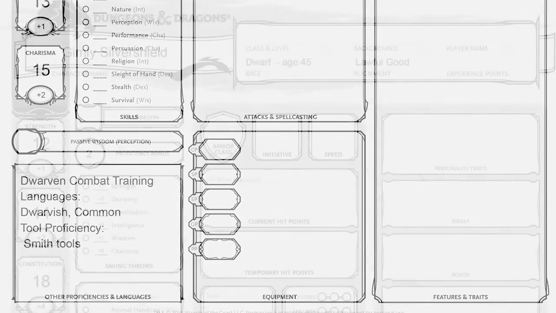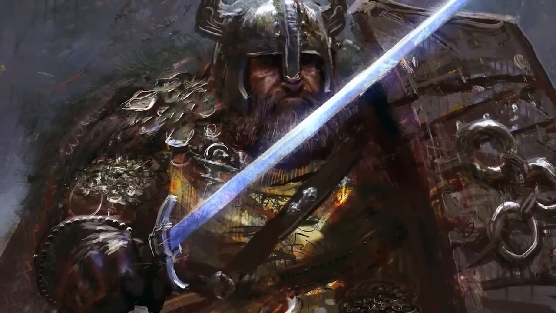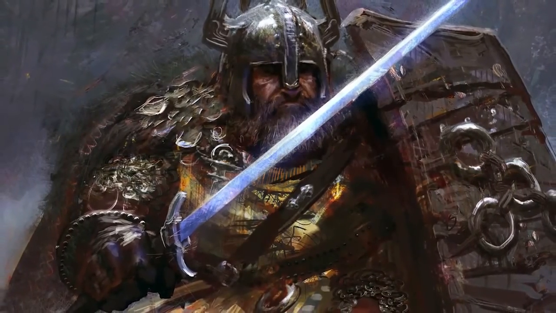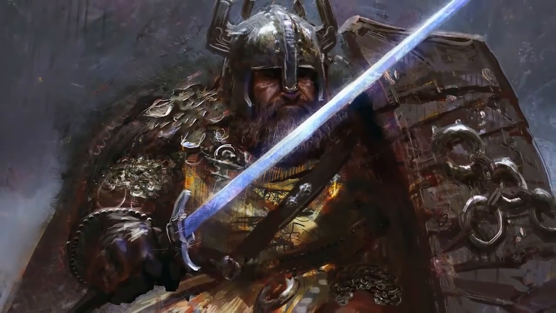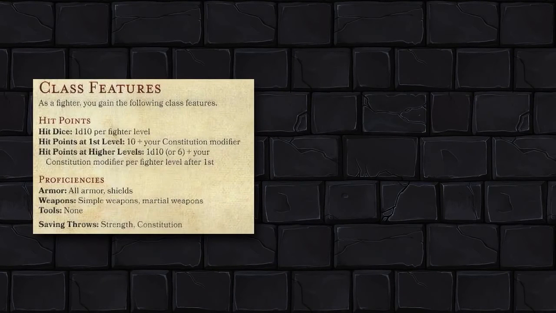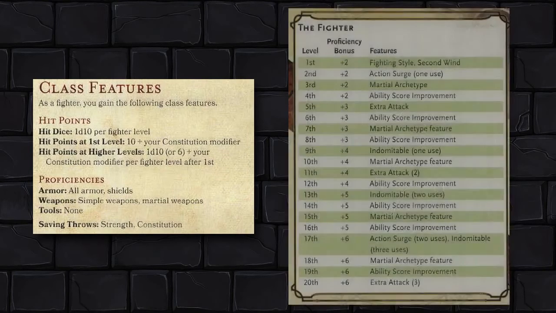The class descriptions in the book are very detailed. They're very, very fun to go over. For the purpose of this video, we're going to go over the fighter, just because it's kind of accessible. And what are you looking for? Well, starting from class features, everything before that is kind of fluff. It's meant to give you an idea, to inspire you. But also there's the entire table going from level 1 to 20.